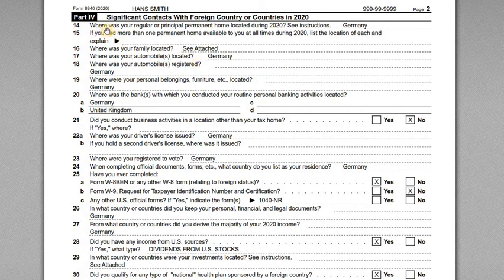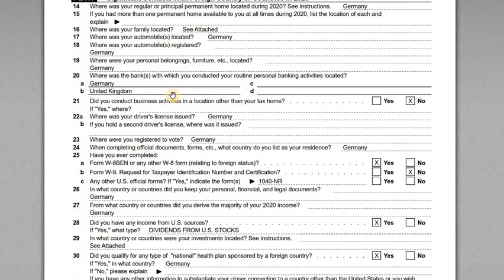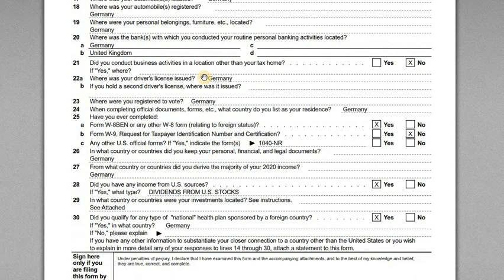So, a lot of these questions are going to look familiar to what we saw on the slide, right? Where is your regular place of, where's your permanent home? Where's your family located? Where do you have automobiles? Where is your automobile registered? Where are your personal belongings? So on and so forth. So go down the list. I'll pause here on this question number 25. We'll look at this a little closer.